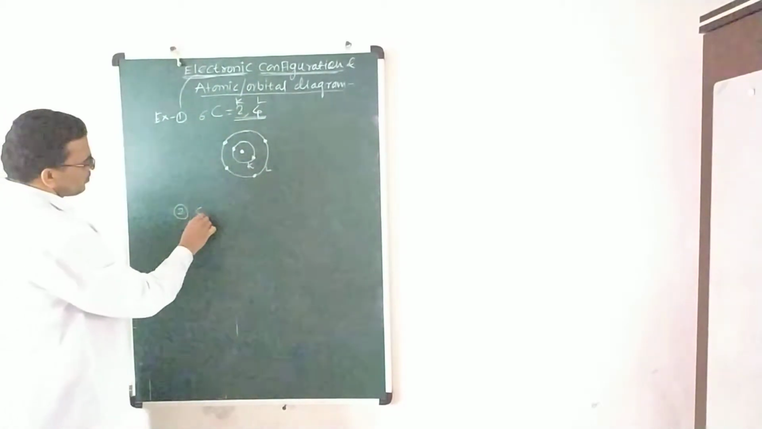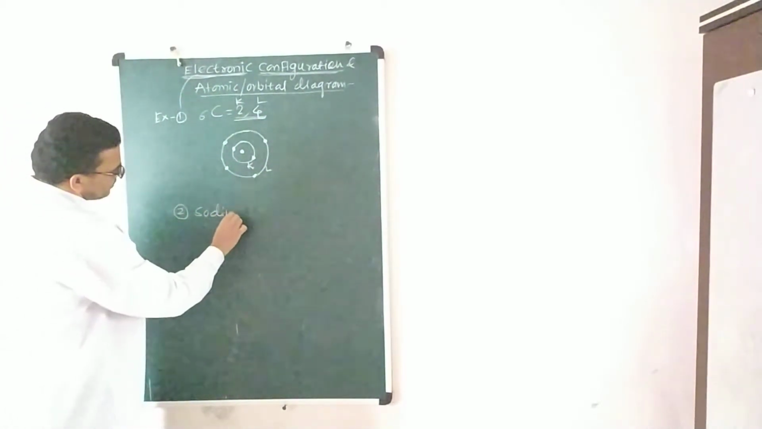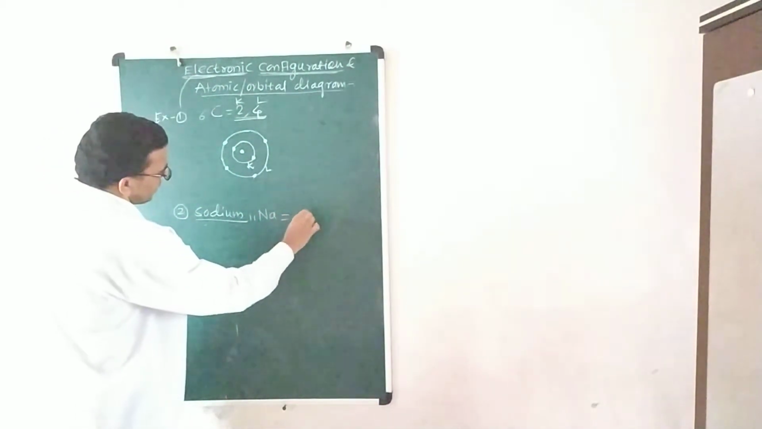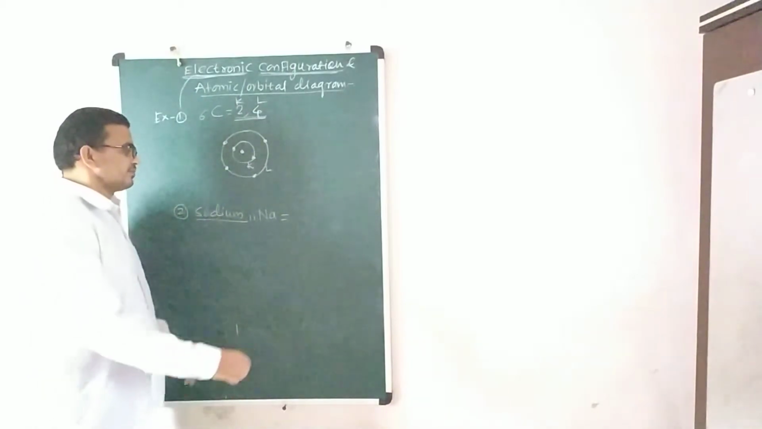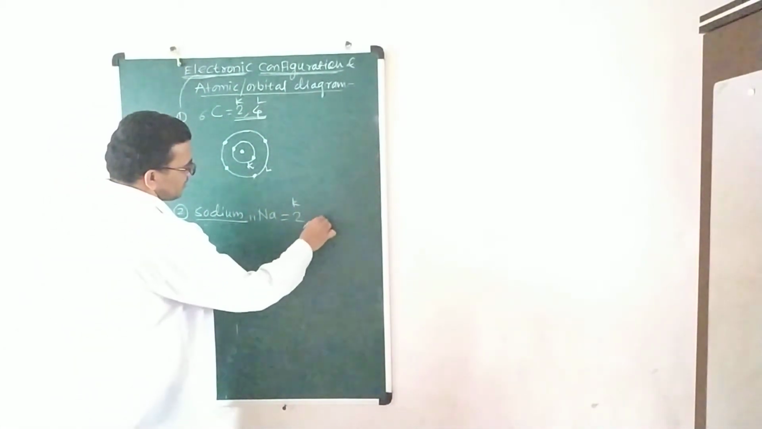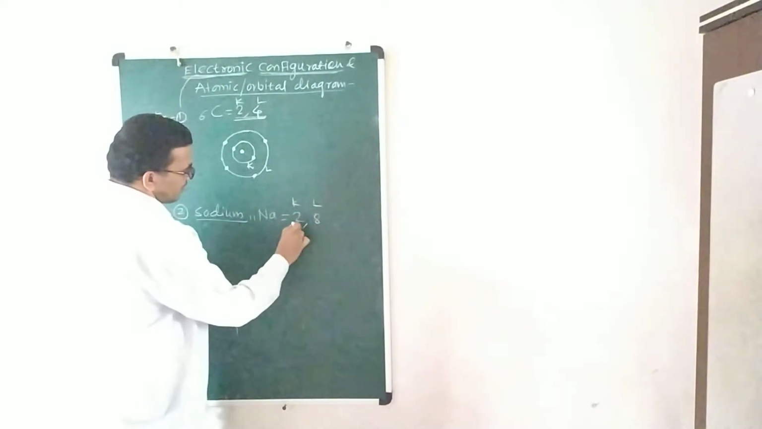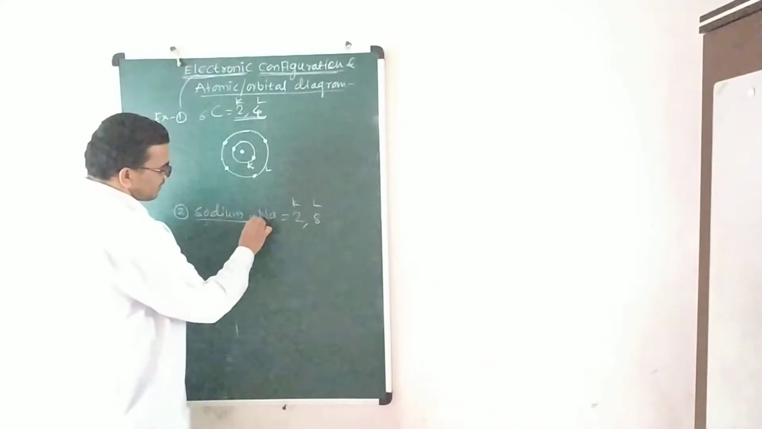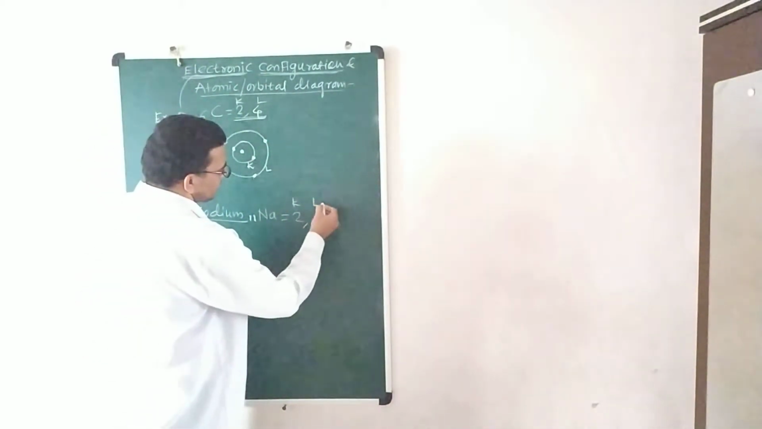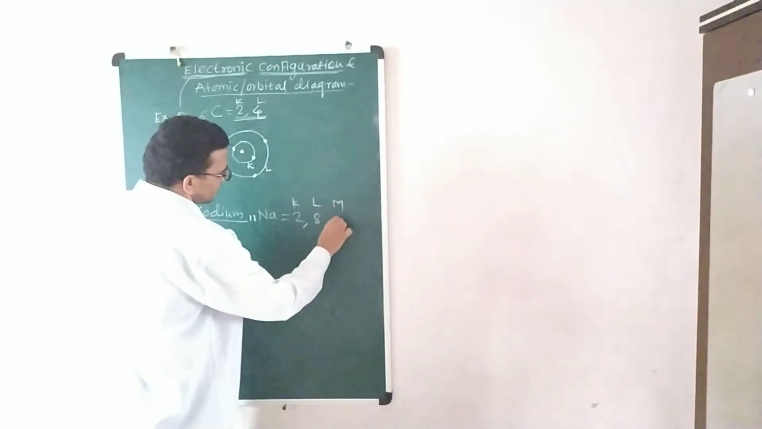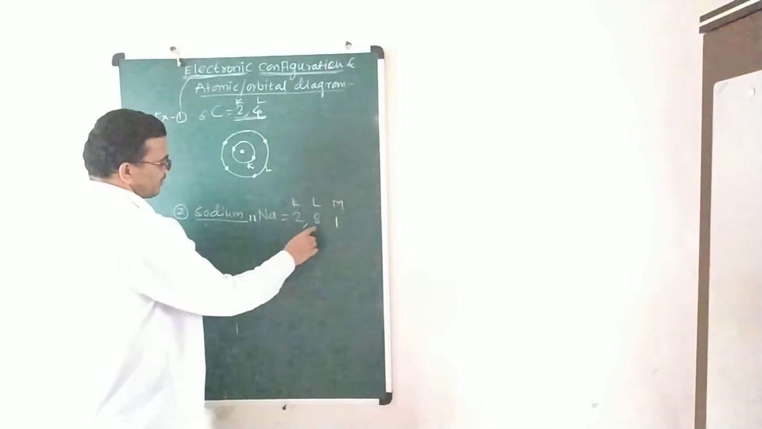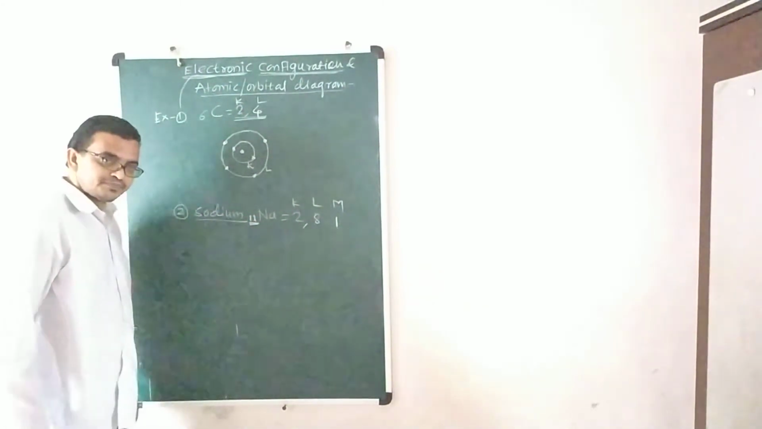For example, sodium. Sodium, symbol Na, atomic number 11. Electronic configuration as per the rule: 2 in the first cell, that is the K cell. The L cell has a capacity of 8. So 2 plus 8 is 10, but sodium has 11, so one more electron is left. It will move to the next cell, K, L, M cell. The M cell has only 1 electron. Understand? So 2 plus 8 is 10, 10 plus 1 is 11. So a total of 11 electrons should be there.